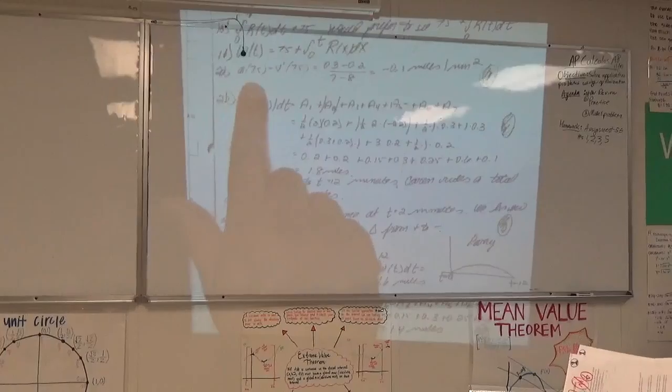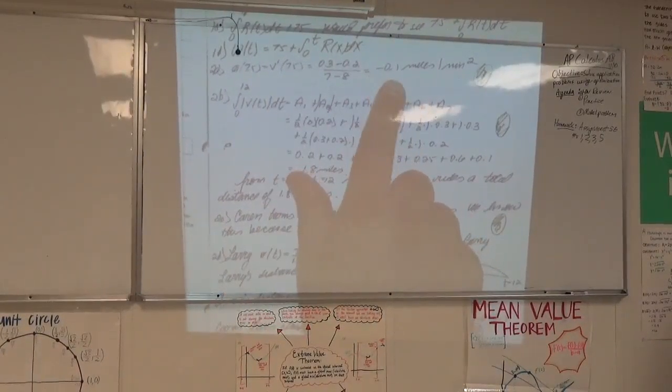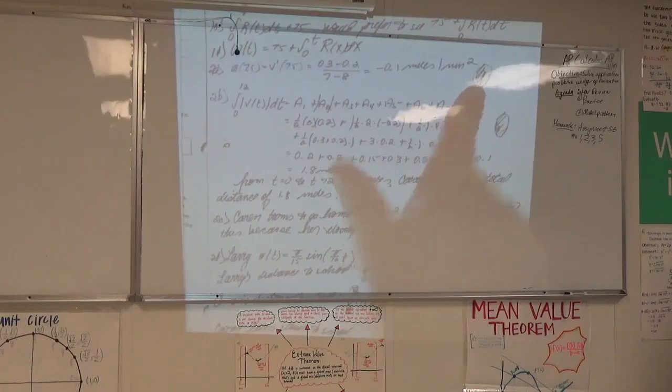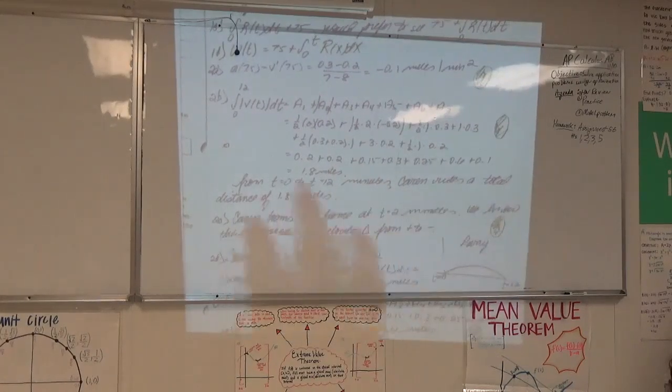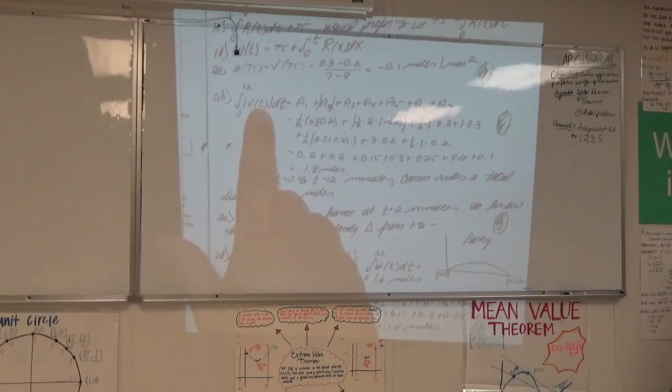To get the acceleration at 7.5, you're going to find the derivative of the velocity, which is negative 0.1 miles per minute squared. Everybody okay? All right, 2B, I want you to find the integral of, what function is this?